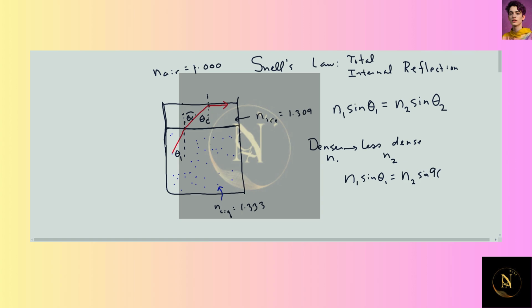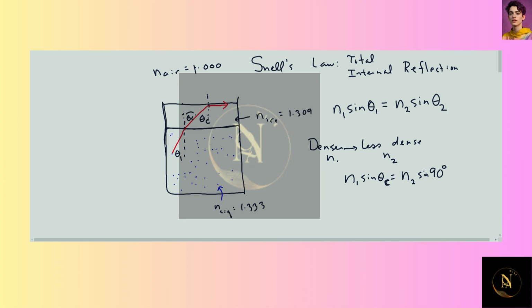And this can happen because the angle on the left-hand side can be smaller than the angle on the right-hand side because of the denser material. And this is called total internal reflection. That angle inside the denser material at which this happens is called the critical angle.